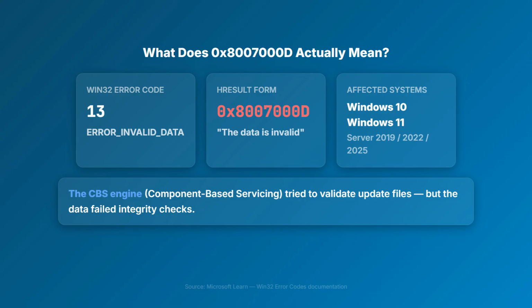Under the hood, 0x8070D is Windows error code number 13, called error invalid data. The component-based servicing engine tried to validate your update files, but the data failed its integrity check. This affects Windows 10, Windows 11, and Windows Server.